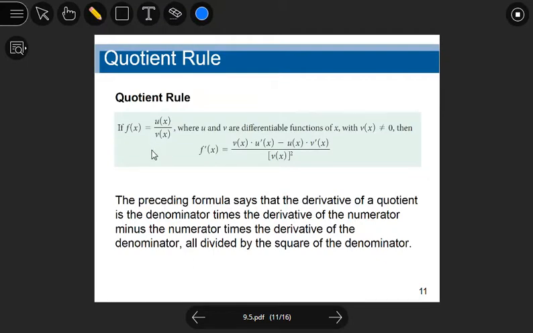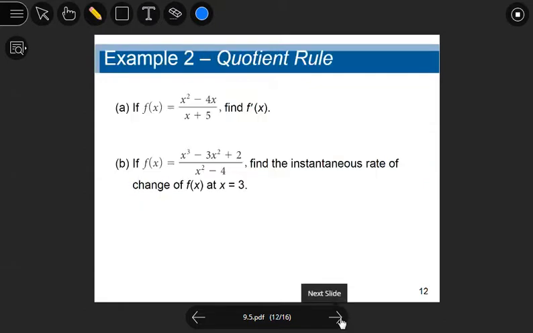Especially, you can see this is a little bit tricky. First you have to write v here, then the derivative of u, u prime, again u, and then again v prime. So finally you have to divide the total expression by the square of v(x). Okay, now let's look at some examples.